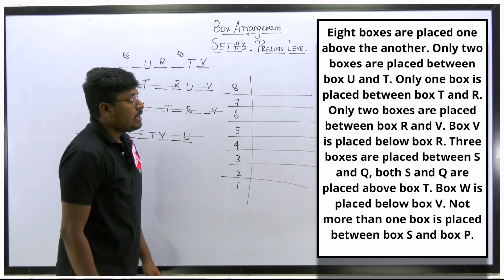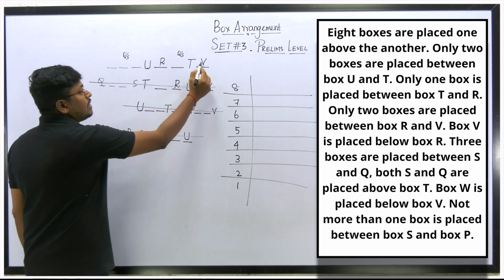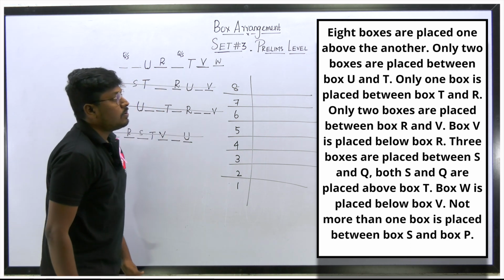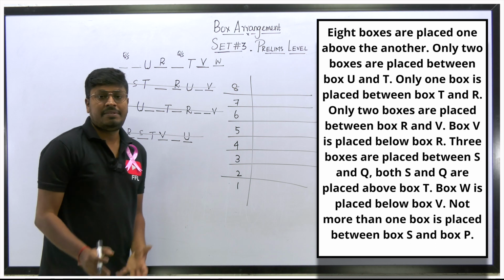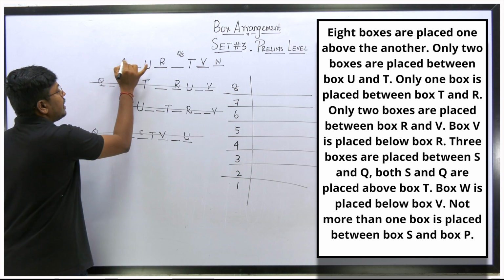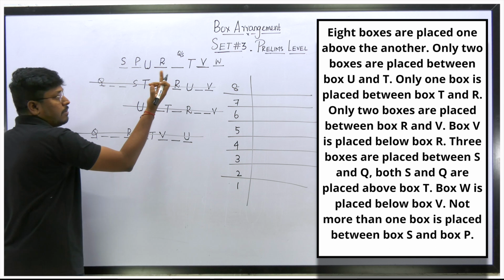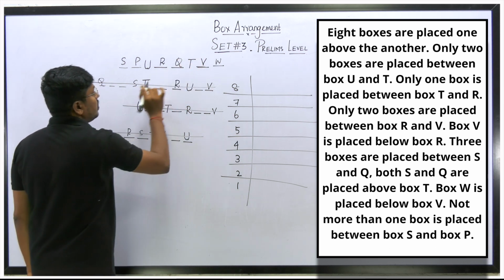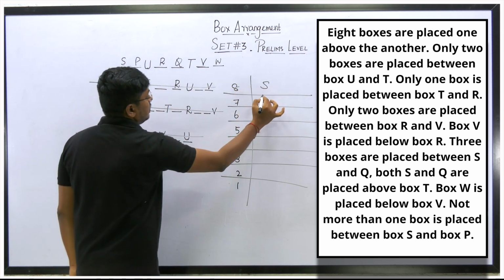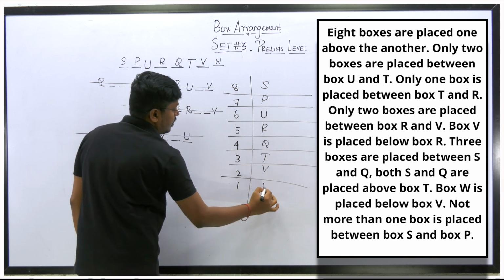What are the remaining points here? Box W is placed below box V. So below box V is box W. So we can say that if this is box W, then we have to eliminate this. Not more than 1 box is placed between S and P. So between S and P, not more than 1 box. So definitely this will be S and this will be P. Only then we can say that between S and P, not more than 1 box, right? And this will be Q. So now count 1, 2, 3, 4, 5, 1, 2, 3. So finally this will be the answer: S, P, U, R, Q, T, V, W.